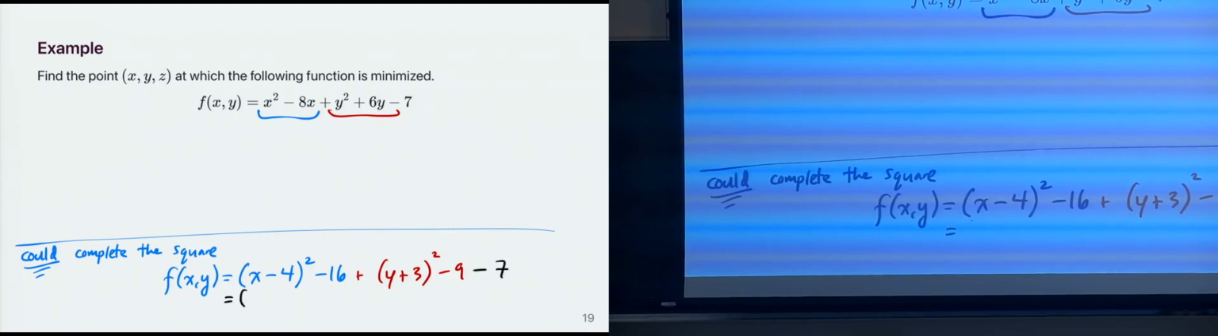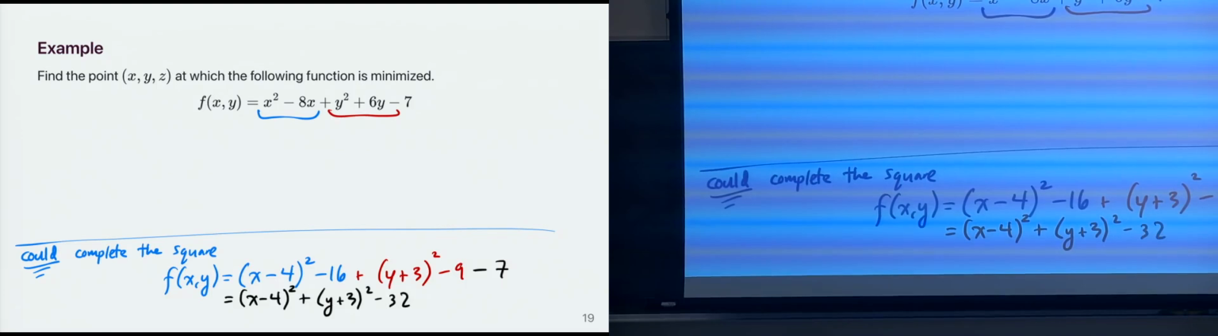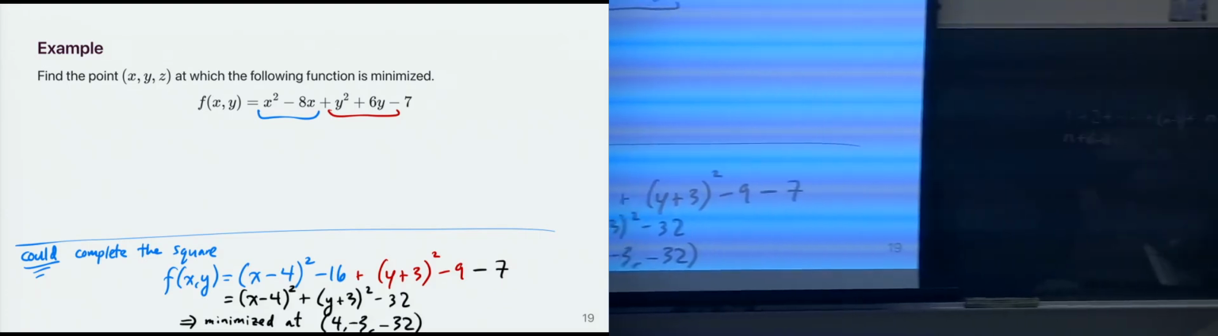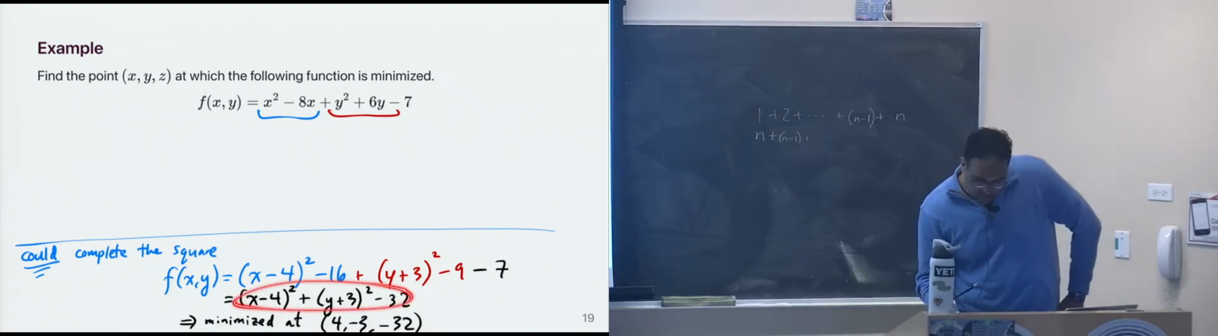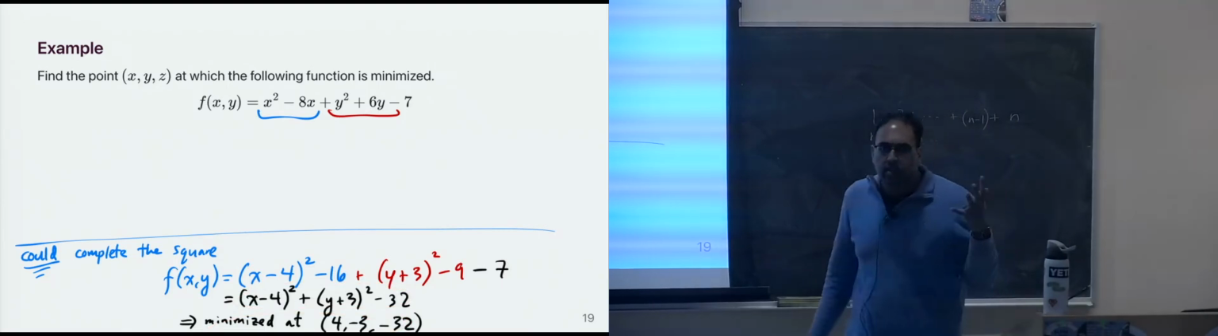What does this let me do? It lets me write this as x minus 4 squared plus y plus 3 squared minus 16 minus 9 minus 7, it's minus 32. And that tells me without calculus that this function is minimized at the point 4, negative 3, negative 32. Why? Like, why does this imply this? Yes, and remind us of your name.